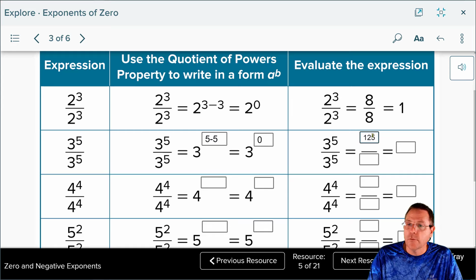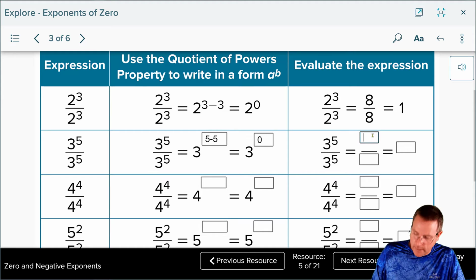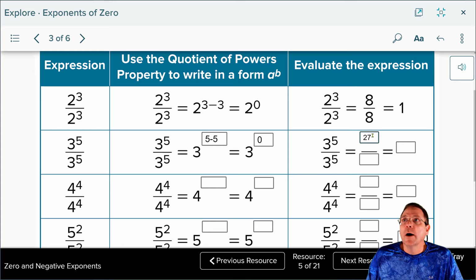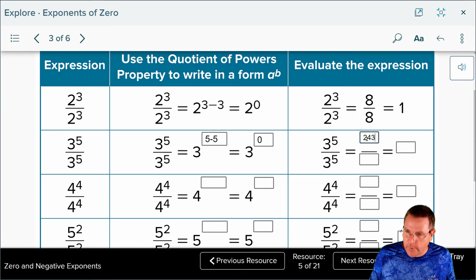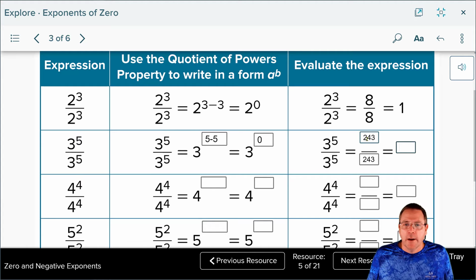I'm sorry, it's not 125, so it's going to be 27. 3 times 3 is 9, times 3 is 27. Oh, nope, higher than that. Times 3 is 81. Times 3 is going to be 243, I think. Let me check my math on that. So checking my math, 3 to the 5th is equal to, hey, 243. How about that? Just like I came up with in my head. Impressive what you can do when you exercise that brain. And of course, that is going to equal 1 as well.